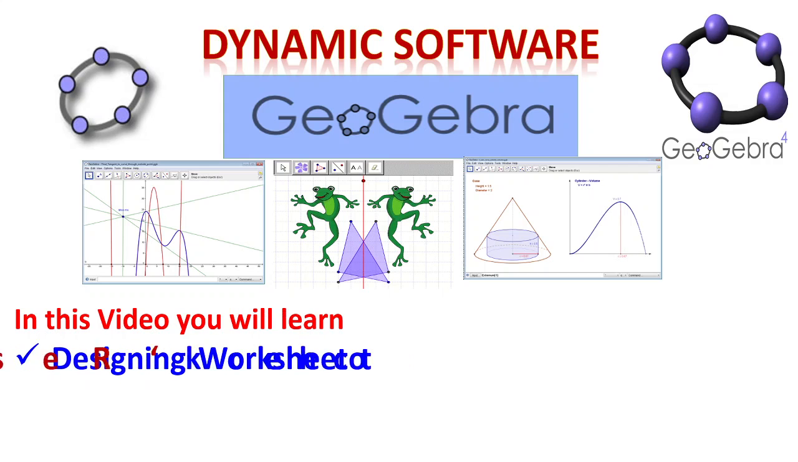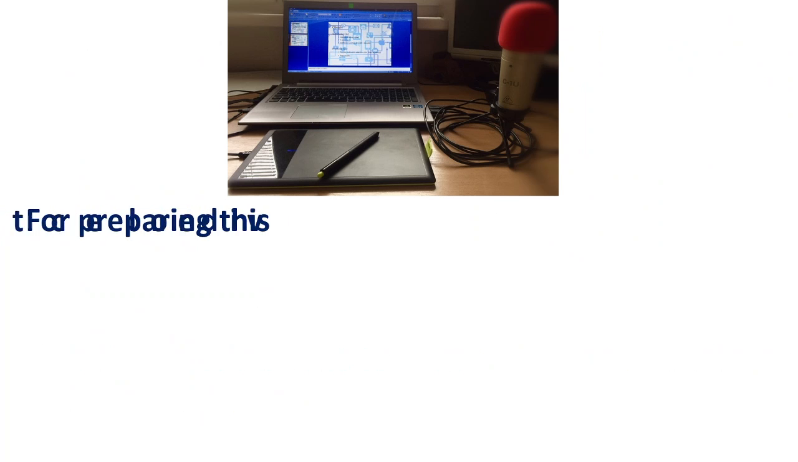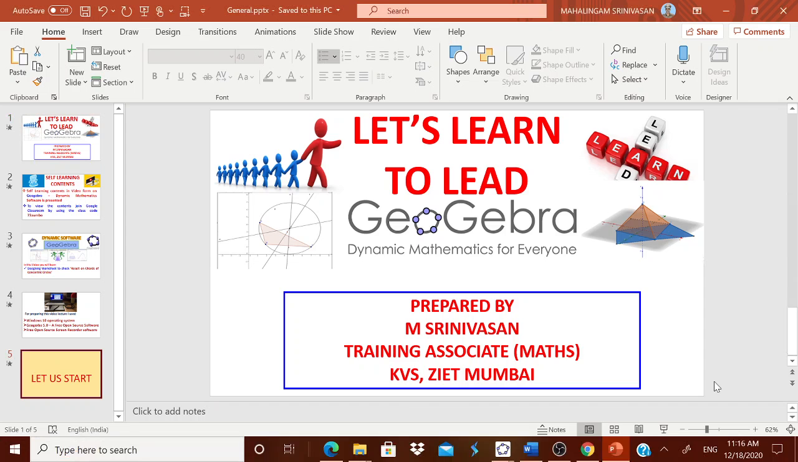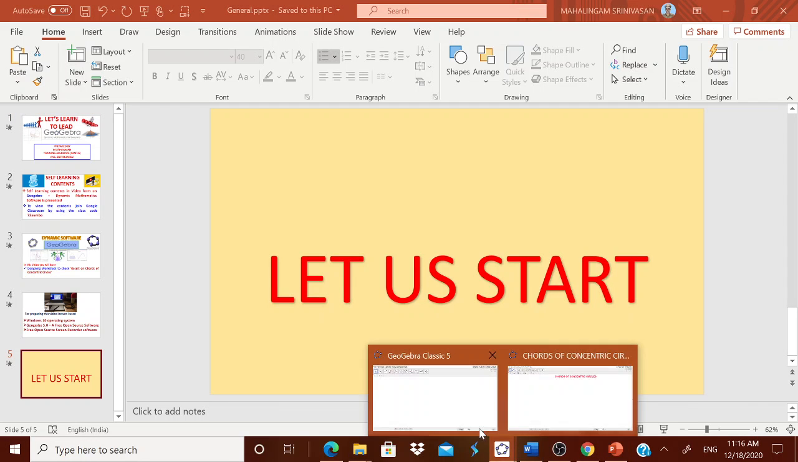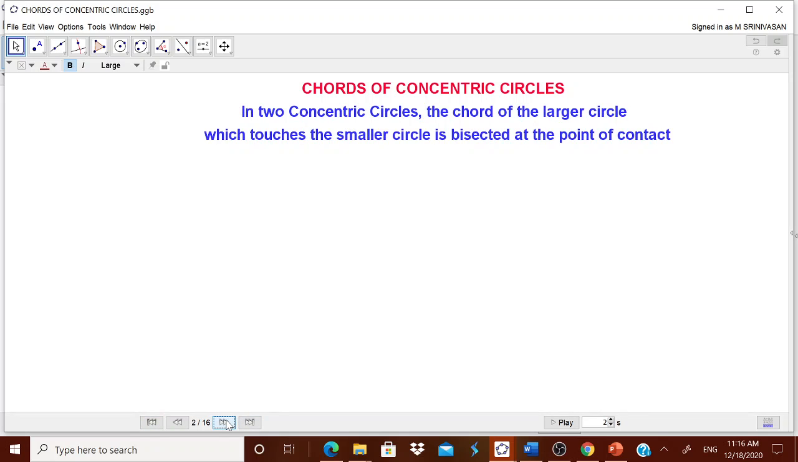In this video, you will learn designing a worksheet to check the result on chords of concentric circles. For preparing this video lecture, I used Windows 10 operating system, GeoGebra 5.0, a free open source software, and a free open source screen recorder software. Let us start. Let me show you what type of worksheet we will be preparing now. Chords of concentric circles: in two concentric circles, the chord of the larger circle which touches the smaller circle is bisected at the point of contact.